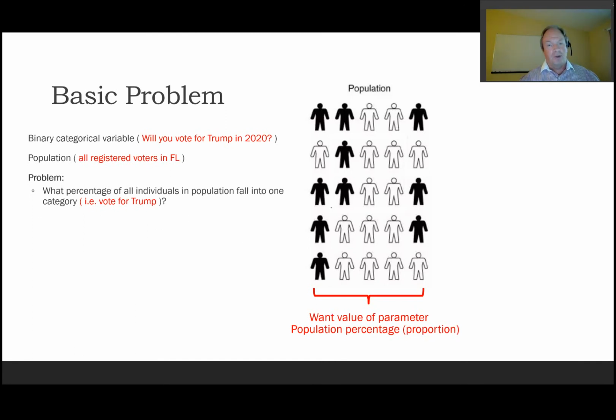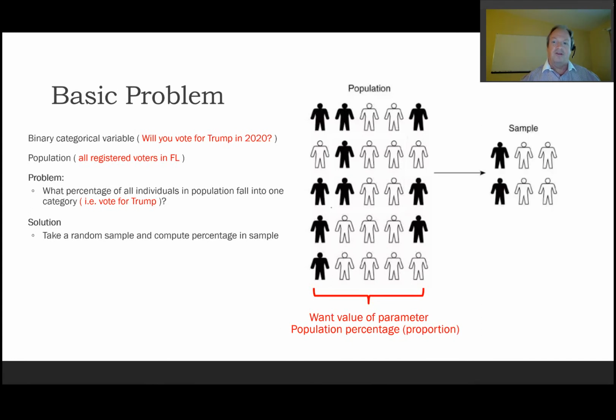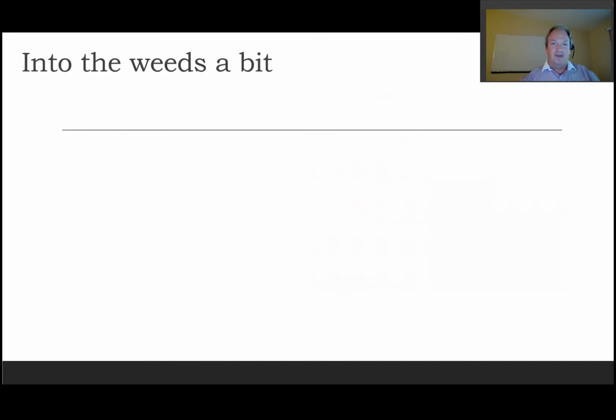And of course, what do we do? We take a random sample. And again, samples estimate populations. So we get an estimate from our sample. And that sample percentage is supposed to be close to the population percentage. It's going to estimate it. Now, before we get into the details of this, we have to talk about one issue, and that is how we're doing the sampling.